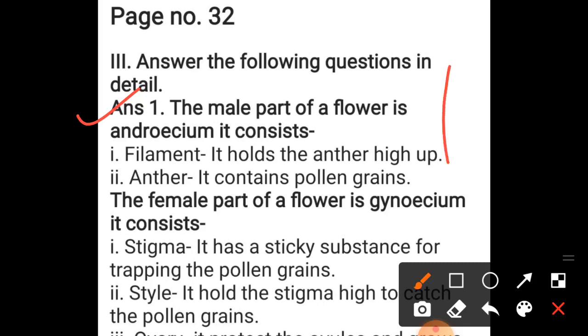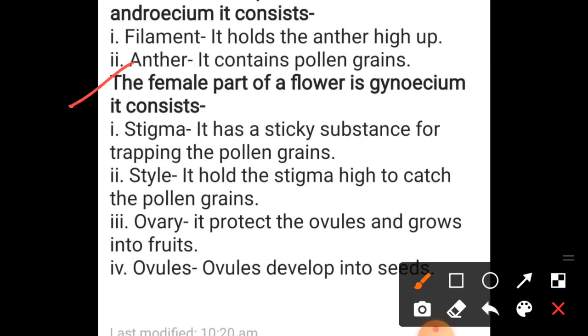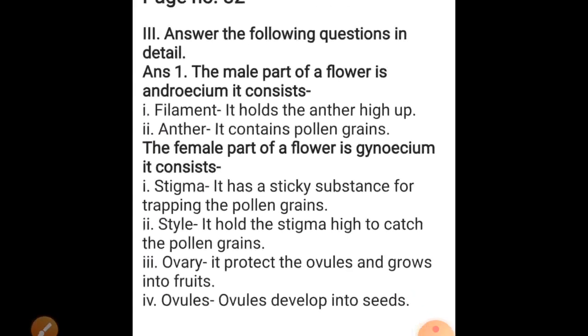Next, the female part of the flower is the gynoecium. It consists of the stigma. It has a sticky substance for trapping the pollen grains. So students, this is the function of the stigma. Next, the style, it holds the stigma high to catch the pollen grains. Third, the ovary, it protects the ovules and grows into fruits. Fourth, the ovule, the ovules develop into seeds. So this is the first answer in detail. It is over. Now the second answer.